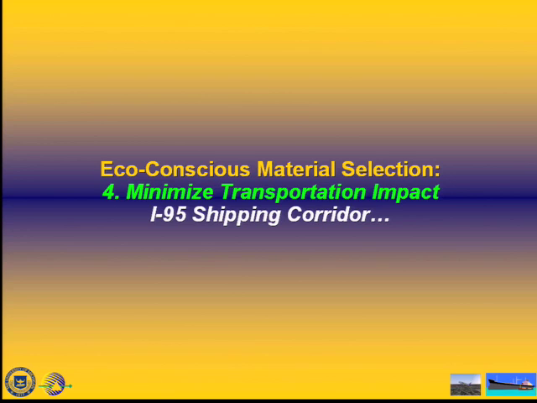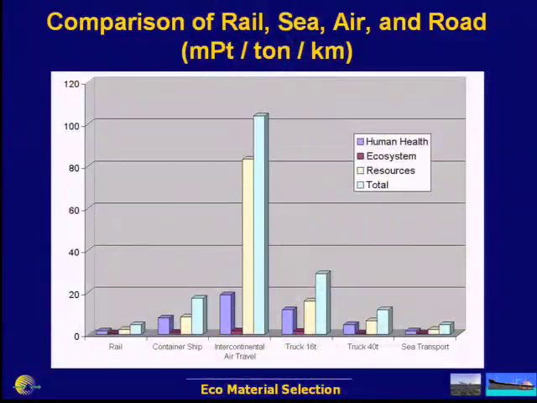But we've talked about transportation and the urgency of transportation. These are eco-indicator points, millipoints per ton per kilometer, right? The further you send it, the more impact, the greater the mass you send, the more impact. Intercontinental air travel dominates here, right?